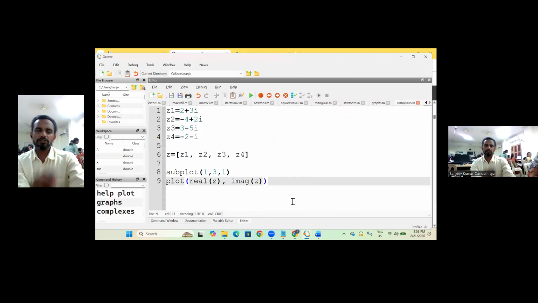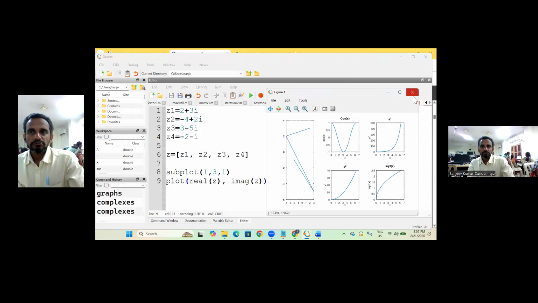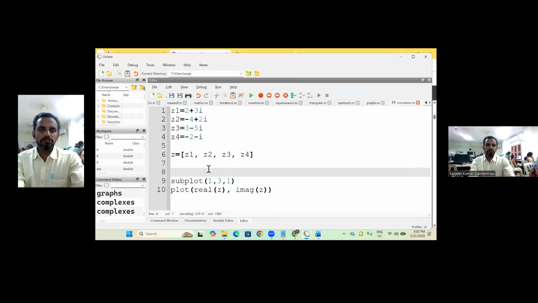Save it as Complexes.m. Not sure whether complex is a built-in function or not. Let's see. Complexes.m. Erase the previous version, CLF.